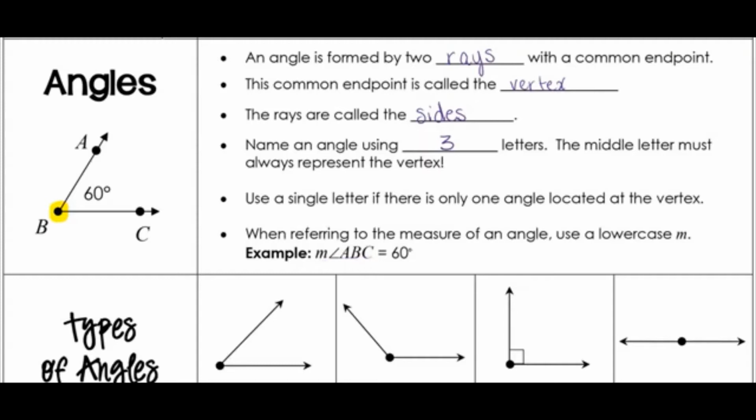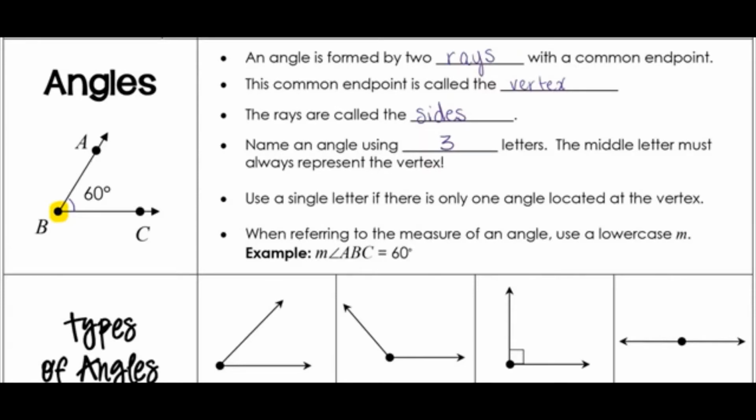You can use a single letter if there's only one angle located at the vertex. So right now you're seeing only one angle located at that vertex. But there are cases when you have multiple angles located at one vertex, and so then you always have to use the 3 letters. You can only use one if there's only one angle.